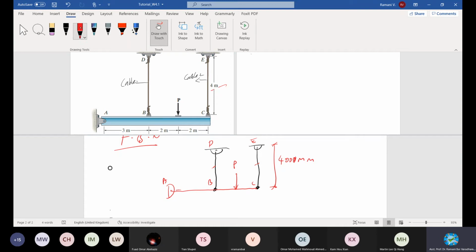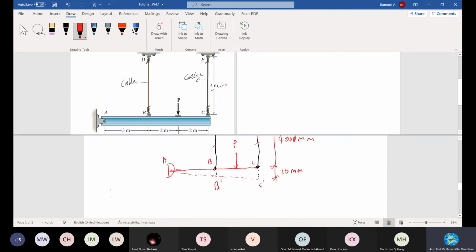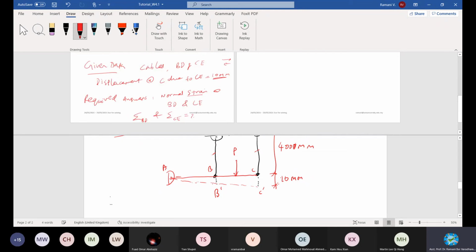I use this color, okay, black. The cables will get extended, right? Eventually the member will also get deflected in this way, not to scale. And the value of this deflection is already given to you. This is 10 mm in the question, and this is not given. I take the new position of the member as C dash and this position as B dash. Please keep this in mind.